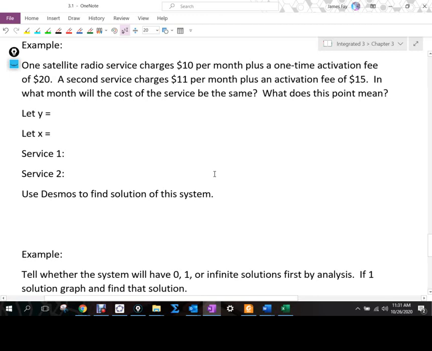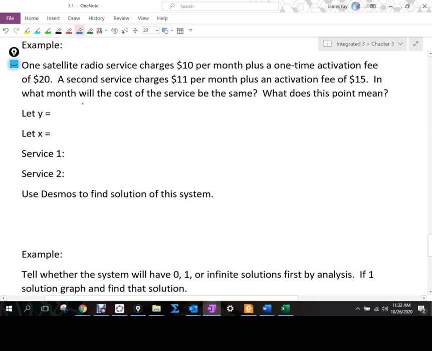You can do this with cell phone plans. Is Sprint better for me, or is Verizon better for me, or T-Mobile, or whatever? We can analyze all of them. So it says one satellite radio service charges $10 per month plus a one-time activation fee of $20. A second service charges $11 per month plus an activation fee of $15. In what month will the cost of the service be the same? And what does this point mean?